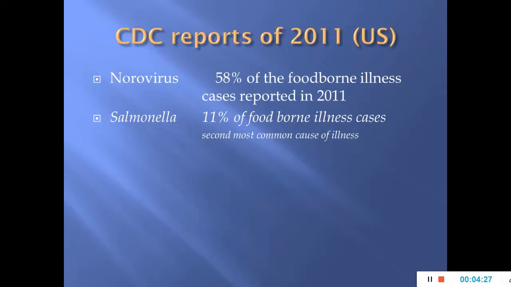Now, the CDC, the Centers for Disease Control, reports, as per the US reports, that norovirus accounted for about 58% of the foodborne illness cases in 2011. So among the viruses, the predominant cause was norovirus, and among the bacteria, Salmonella was the predominant cause of foodborne illness, with 11% of reports in 2011.